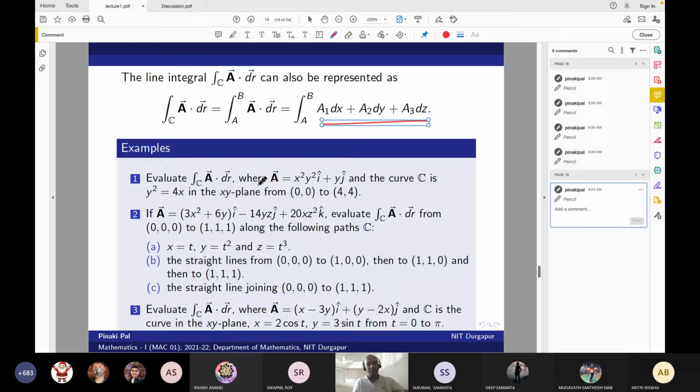Evaluate the line integral A dot dr, where A is a two-dimensional function, x squared y squared i plus y j, and the curve C is the parabola y squared equals 4x, and along the parabola we move from the point (0, 0) to (4, 4). Okay, so along this curve we have to find the line integral. Let me discuss this example, and then I will stop today.